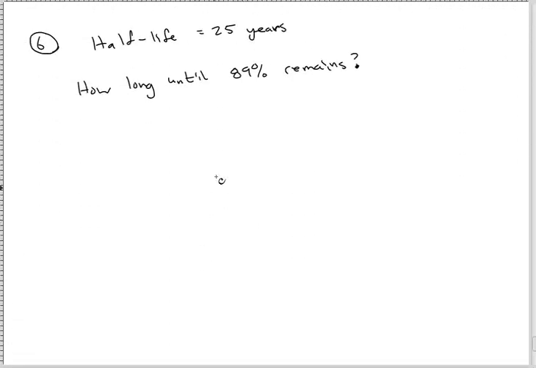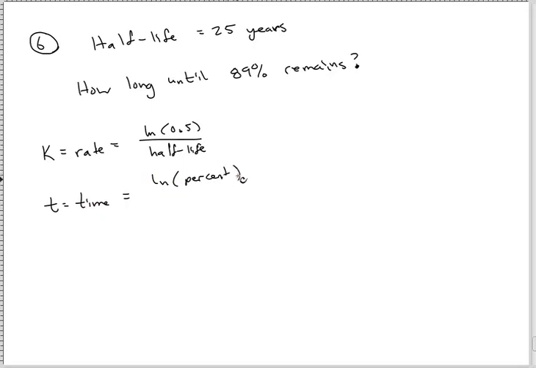Okay, here's another half-life problem. It says half-life is 25 years. How long until there's only 89% that remains? Well, I'm going to do two formulas now. So my k, my rate, is ln of 0.5 divided by the half-life that they give us. We just found that one. The other one is t, which is your time. Time is going to be ln of some kind of percentage that they give you, and you can see it's right there. And then we're going to divide it by the k that we just found, that rate. So it's a two-step process, but this will work just as easy.